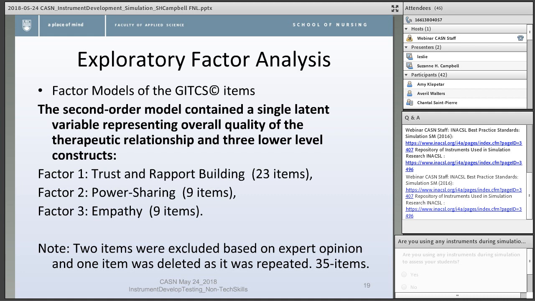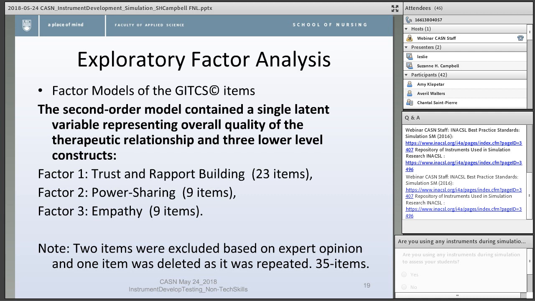We did an exploratory factor analysis at that point in time and came up with one underlying single latent variable. The second order model worked best, and it had 3 sub-constructs of trust and rapport building, represented by 23 items on the scale, power sharing, represented by 9 items, and empathy by 9 items.